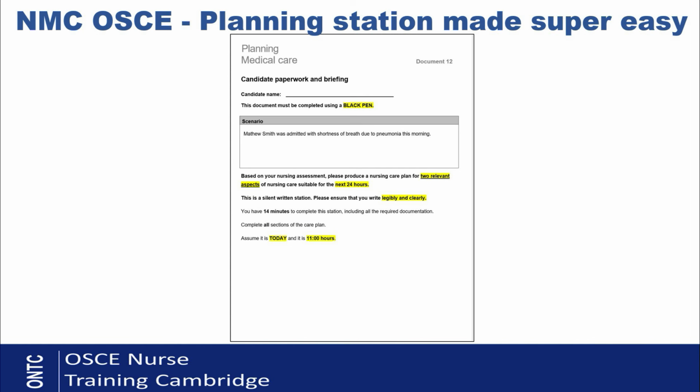The front sheet tells you that you need to write in black pen. You need to write 2 relevant nursing needs. Your handwriting has to be clear and legible, which goes without saying. And there is a date and time, so it tells you what the date is today and what time you're writing these care plans at. Those are the details given to you.